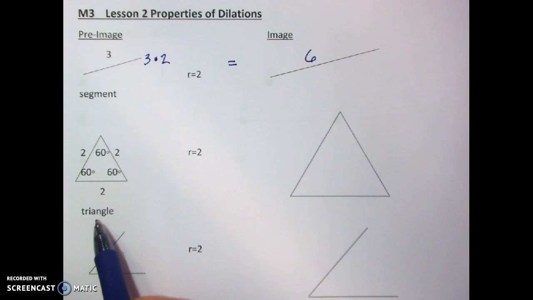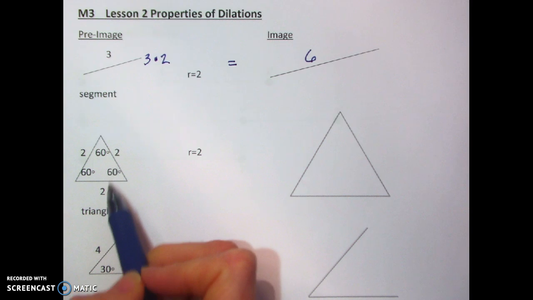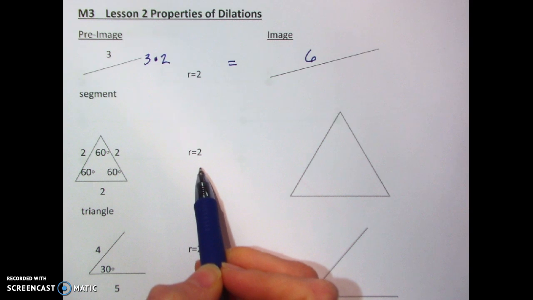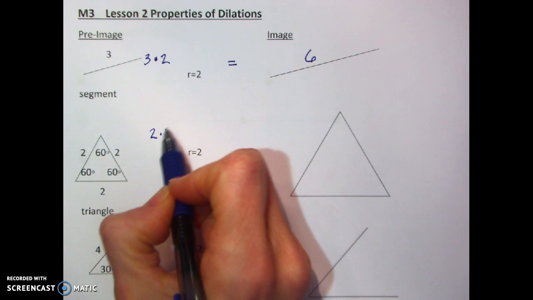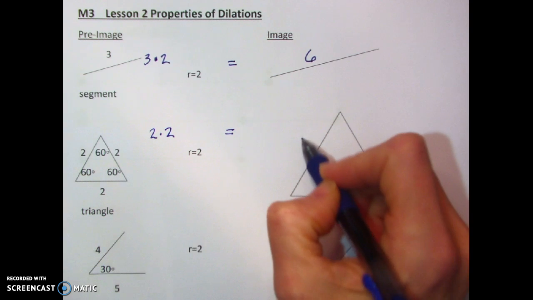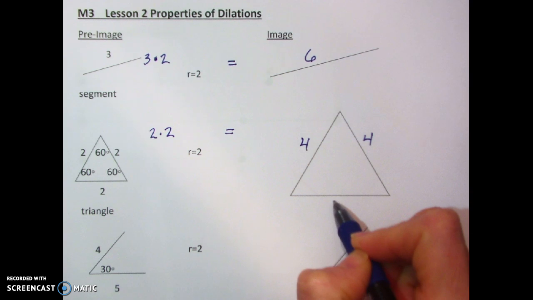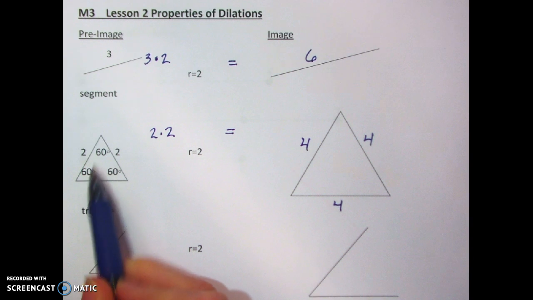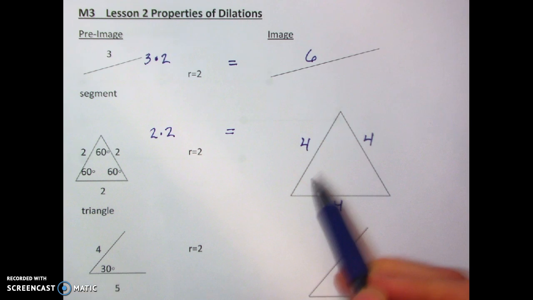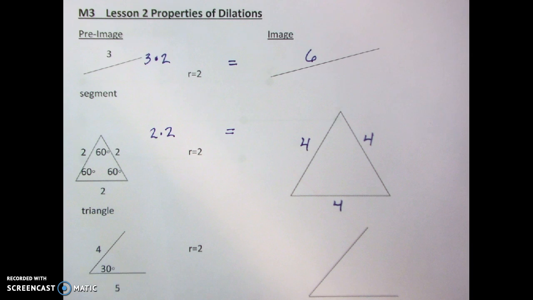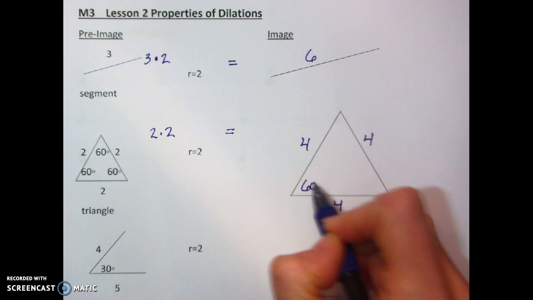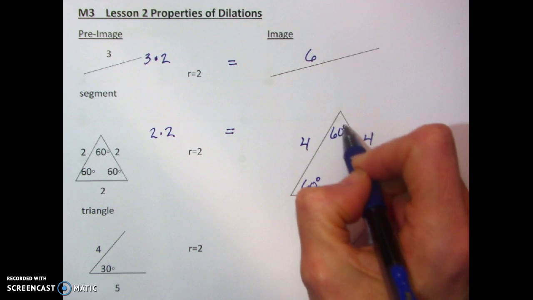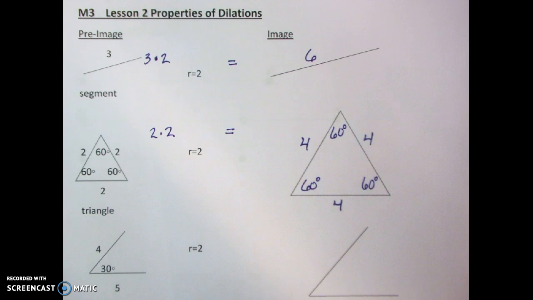If we have a triangle and the sides are all 2, scale factor's 2, we would take 2 times 2 and get 4 for the lengths of the sides of the new triangle. Now, what about the angles? These angles are all 60. What would these angles be? They are going to remain 60. The angles do not change in a shape when you dilate it, just the lengths of the sides.